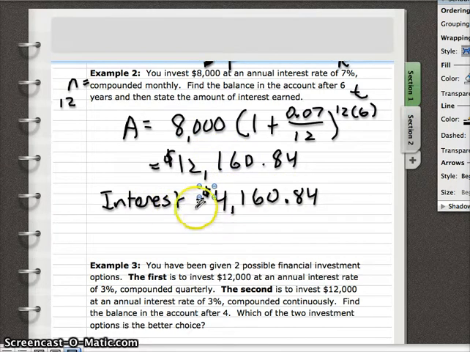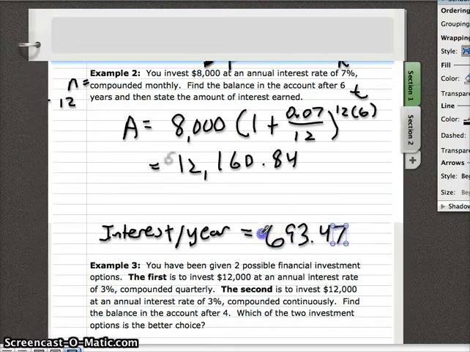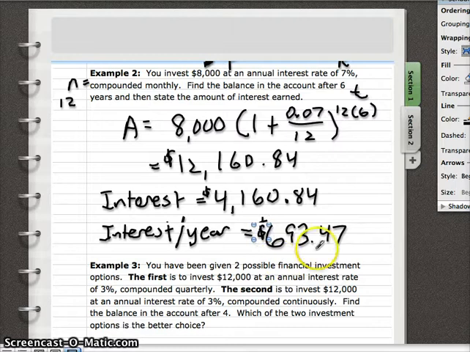If I divide that by the number of years that I did it, so my interest per year, then each year, how much did I earn here? Interest per year. So 4,160 divided by 6 years. So when we do the division, we get about $693.47. That's how much we earn each year for 6 years to give us this amount. So fairly good investment there.